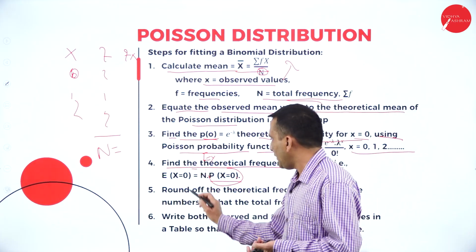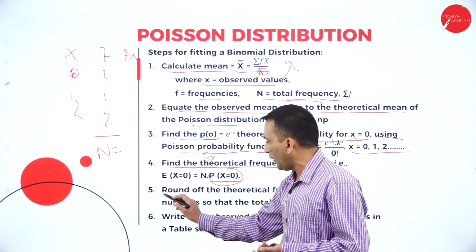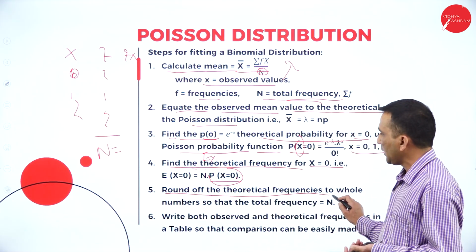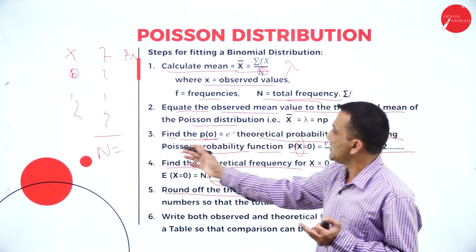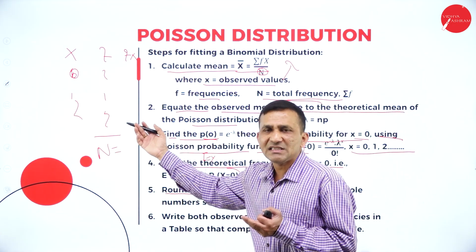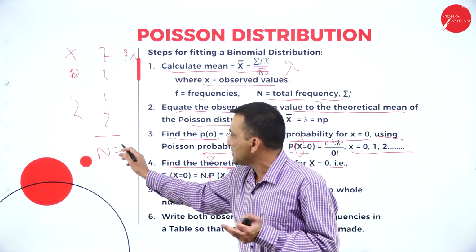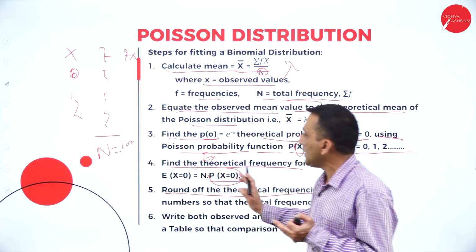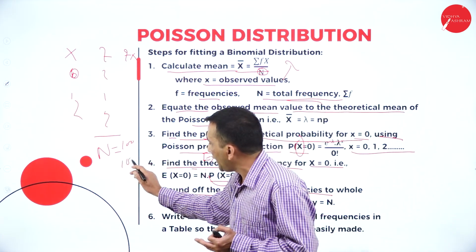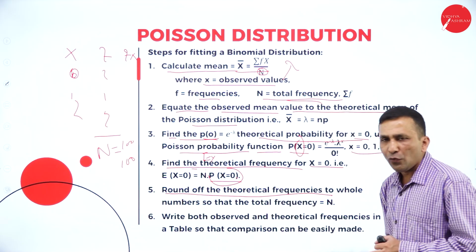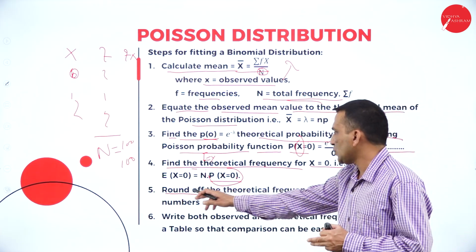Okay, after calculating the fourth step, we need to round off the theoretical frequency, because we need to get the total N, the observation frequency N. If you want exactly the observation frequency, assume here 100, then after calculating the theoretical frequency, you need to get 100. So that's why we need to go for the exact rounded value.